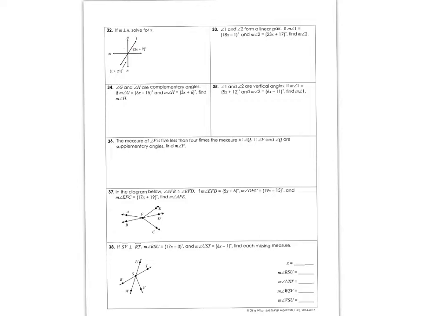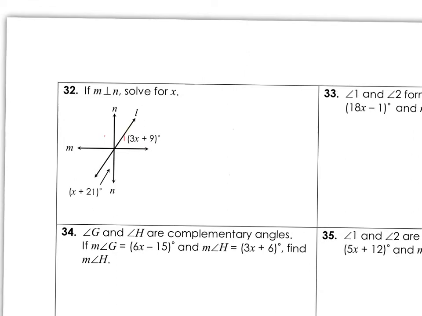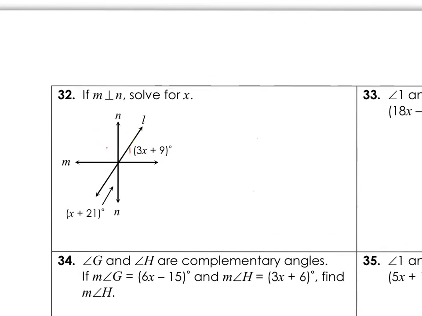Okay, this video is the last page of the Unit 1 Test Study Guide or Review. So we're going to look at the first question here. It says, if M is perpendicular to N, solve for X. So perpendicular means it forms a right angle.